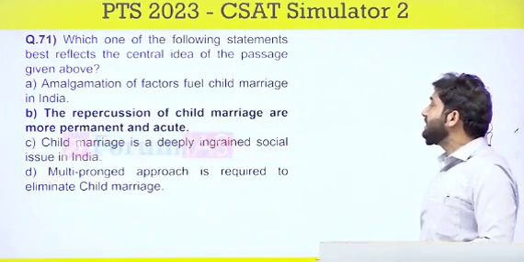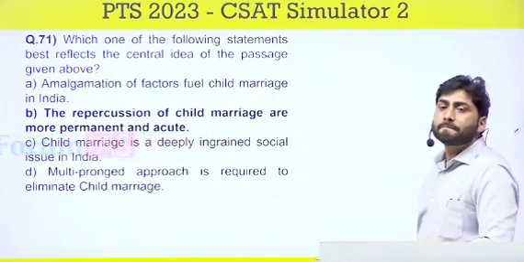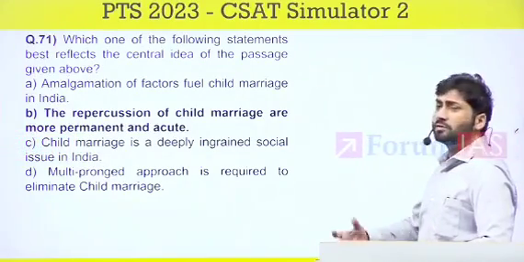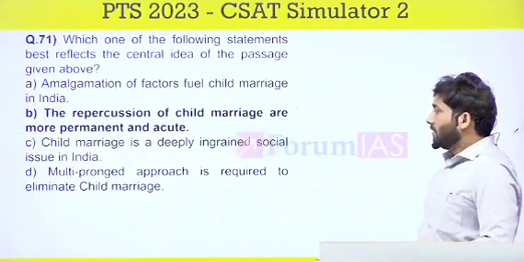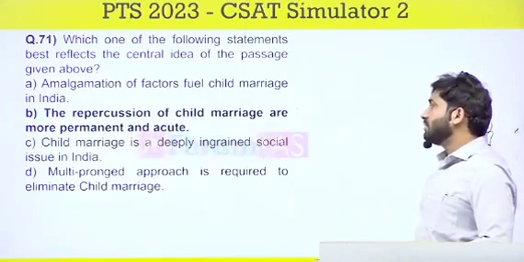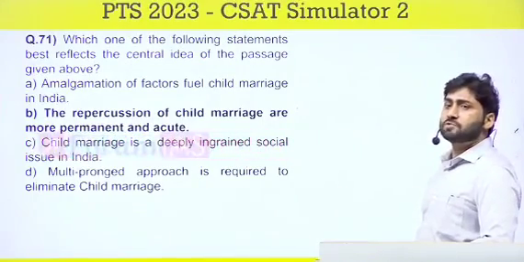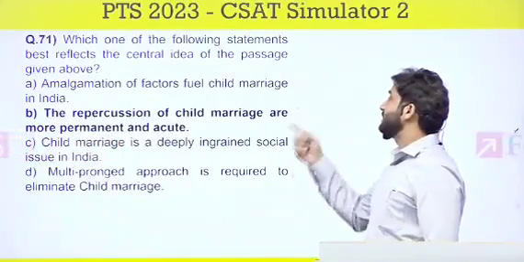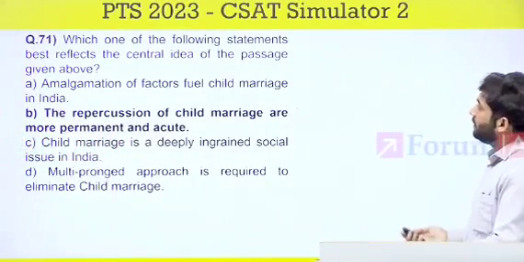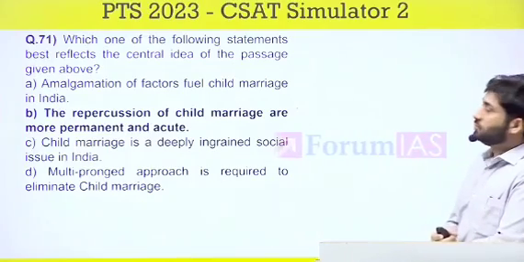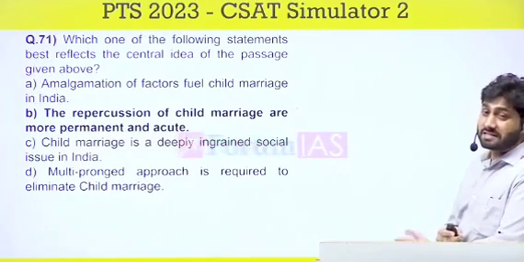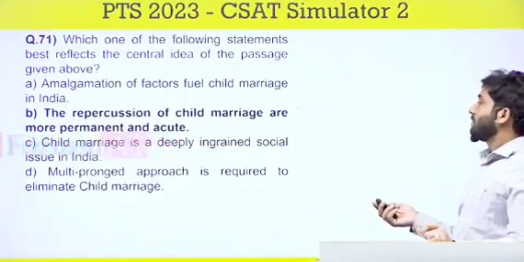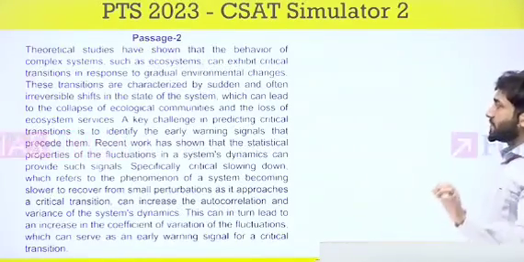Child marriage is a deeply ingrained social issue in India. It is ingrained, but the whole passage revolves more and more around this. Multi-pronged approach is required to eliminate child marriage. The elimination part has not been discussed as elaborately, whereas the other part has been discussed. I hope that makes sense to everybody. So this is the best option if you do the elimination. That's the central point, that's the central theme of this passage at least. Right? Now, next passage.